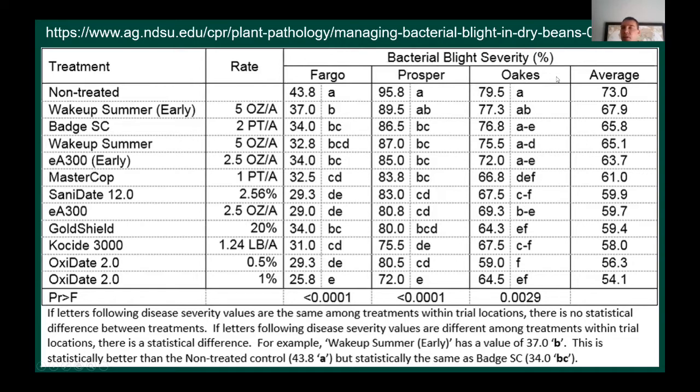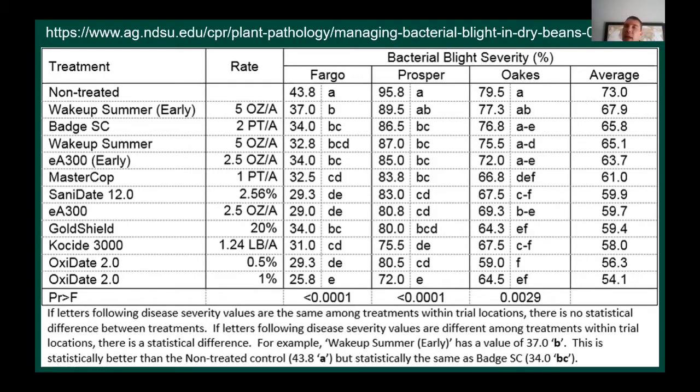So the average, the severity over time, is the far right column. So the non-treated is the first one. In the non-treated experiment, 73% of the tissue was damaged. It's quite severe. And then you can see as the number gets lower and lower and lower, there's less damage. So these products can work, and you have the data from these 3 different trials in front of you.